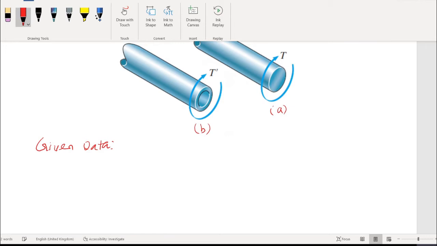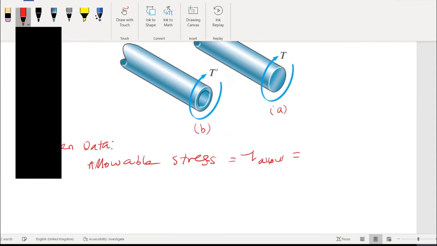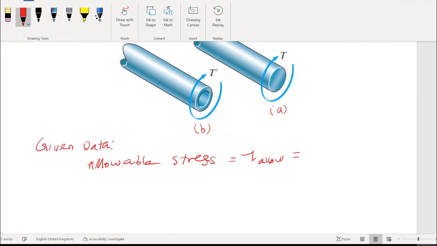Given that allowable stress is given, meaning the material property is given. Allowable stress is equal to tau allowable. I name this as tau allowable. Tau allowable is equal to, what's the value given to you? 100 megapascals. Okay, 100 megapascals.